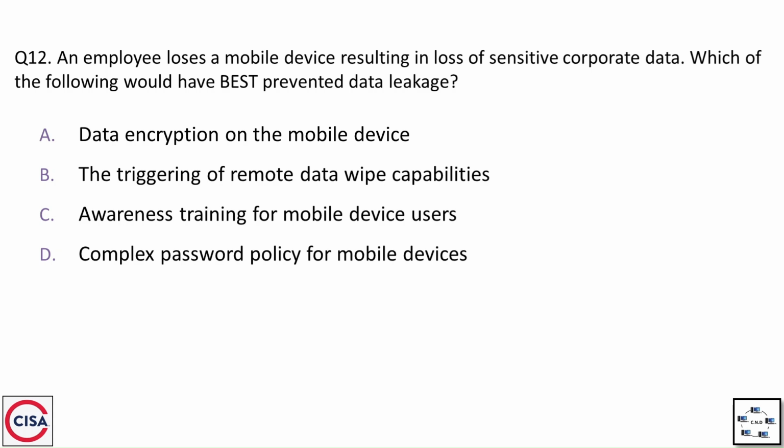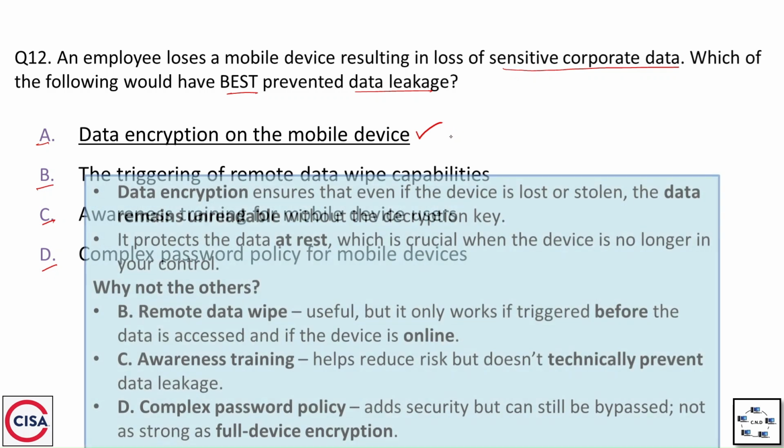Question number 12, an employee loses a mobile device resulting in loss of sensitive corporate data. Which of the following would have best prevented data leakage? Option A, data encryption on the mobile device. Option B, the triggering of remote data wipe capabilities. Option C, awareness training for mobile device users. And option D, complex password policy for mobile devices. And the correct option is option A, data encryption on the mobile devices.